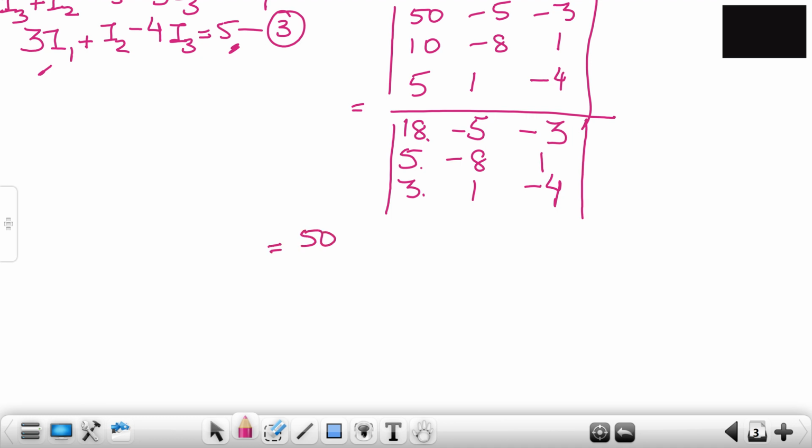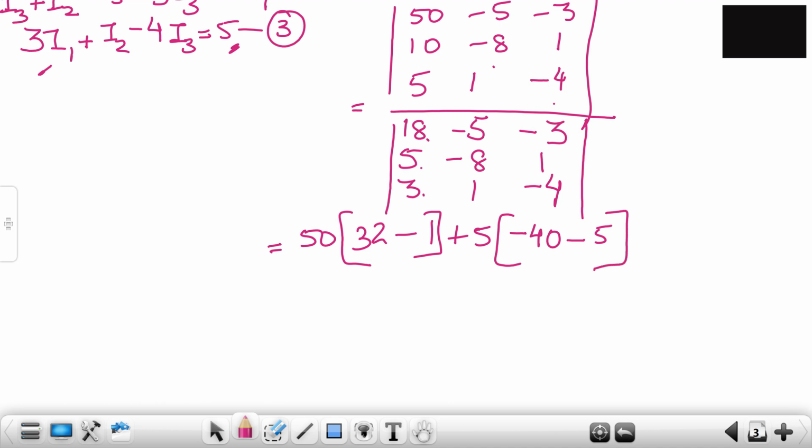So how do you solve it? Determinant form. 50 into minus 8 into minus 4, it will be what now? 8 fours are 32, minus 1, plus 5 times 10 into minus 4, that is minus 40, 5 into 1 is minus 5, and last term will be minus 3 into 10, plus 40. I hope you well understood this.